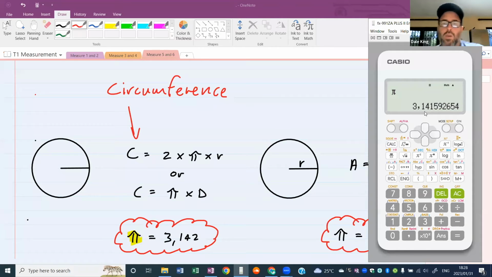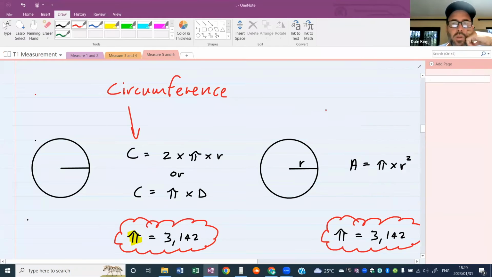So we're using that decimal, but rounded off to 3 decimal places. If the question doesn't give you pi, it should tell you what to do. If it doesn't, you can use the calculator pi. But 3 decimal places is pretty safe when you're doing calculations in math literacy.